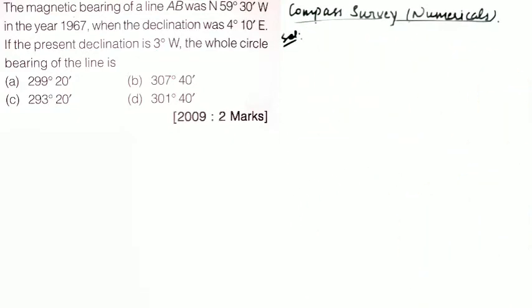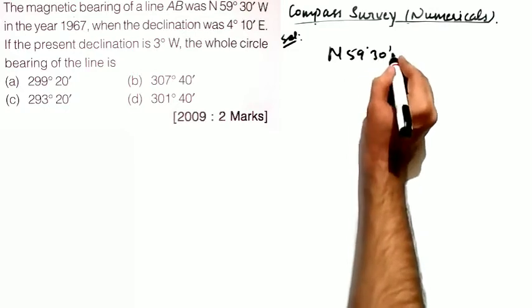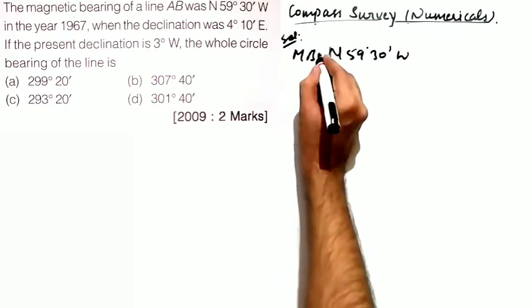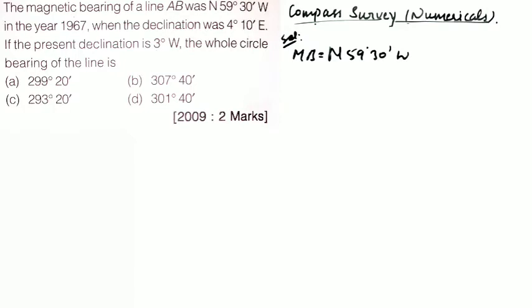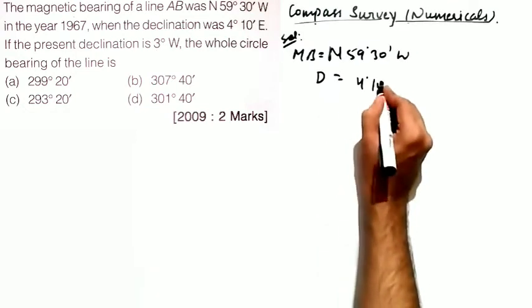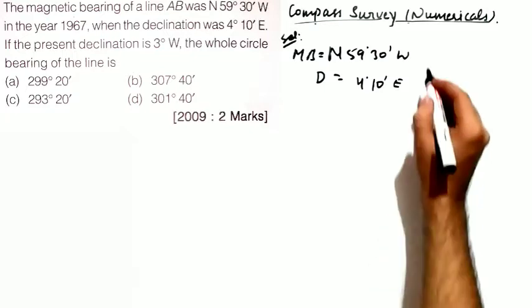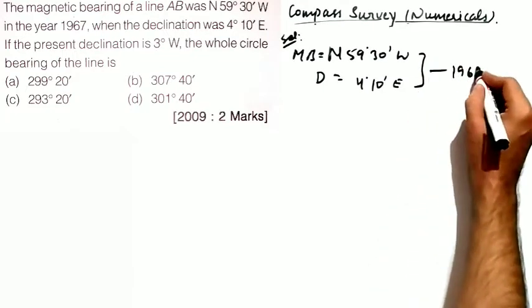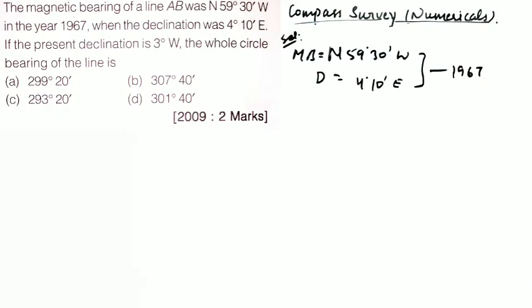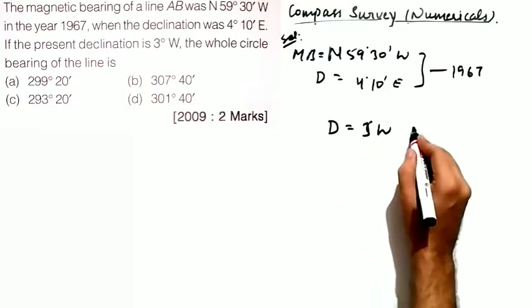The question says that the magnetic bearing of a line AB was north 59 degree 30 minutes west. This is the magnetic bearing of line AB in the year 1967, when the declination at that time was 4 degree 10 minutes east. This is the data for the year 1967. Now the present declination is given as 3 degree west. This is present.